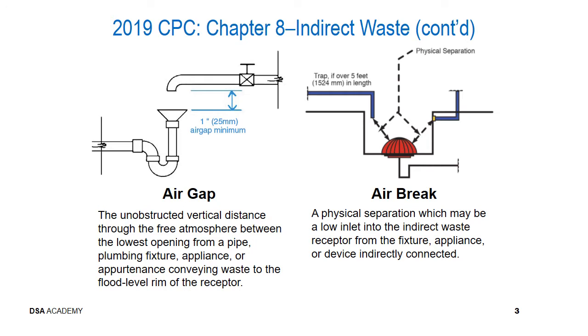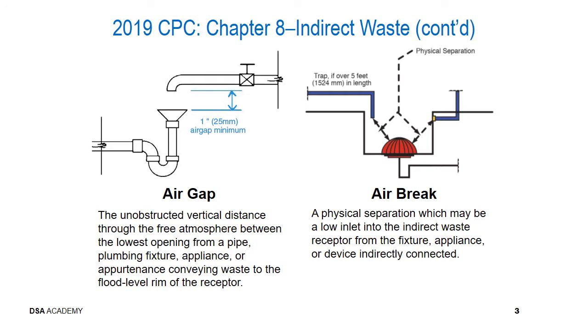There is a major difference between the two. An air gap, as is depicted here with a 1-inch minimum airspace, absolutely unobstructed in the free atmosphere, is always going to permit the indirect waste line to drain. It's never going to be plugged up, and it's never going to come in contact with any kind of additional waste. It's always going to be able to flow. So the indirect waste line will never back up into the machinery or the equipment from where the waste is being discharged.